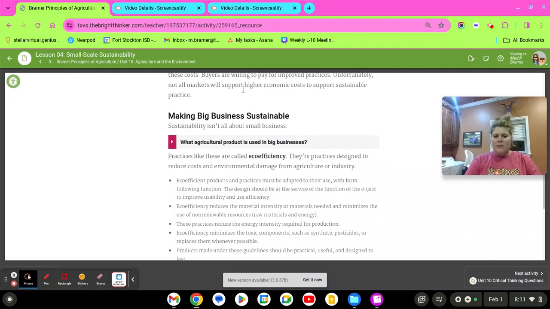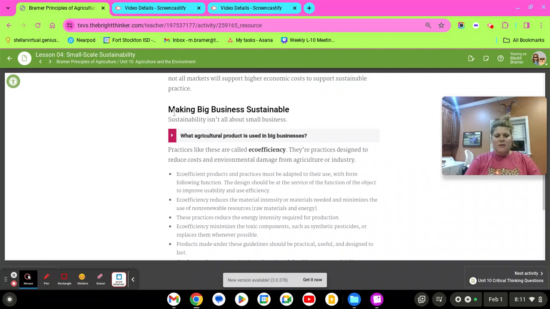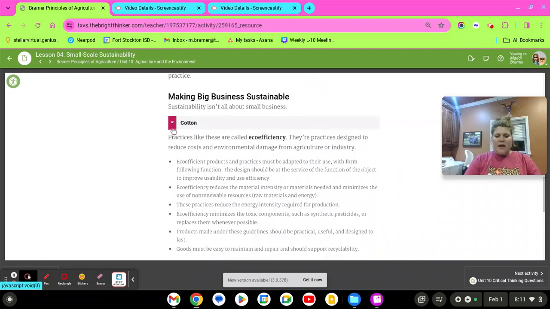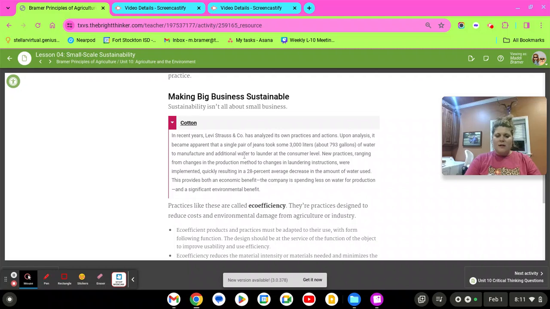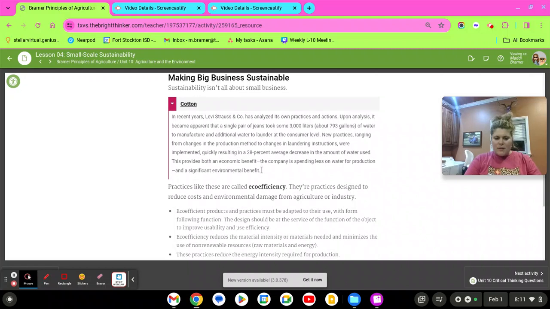Unfortunately, not all markets will support higher economic costs to support sustainable practice. So, what ag product is big business? Cotton. Cotton is huge, big business.